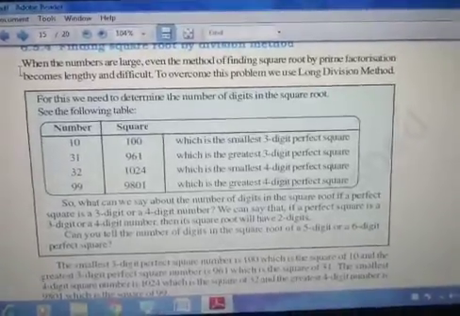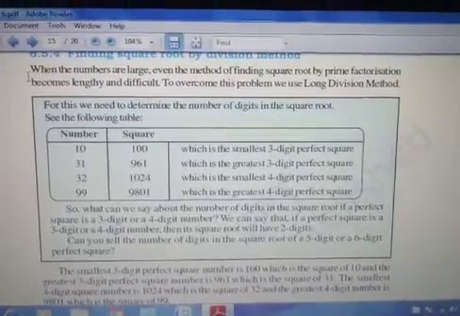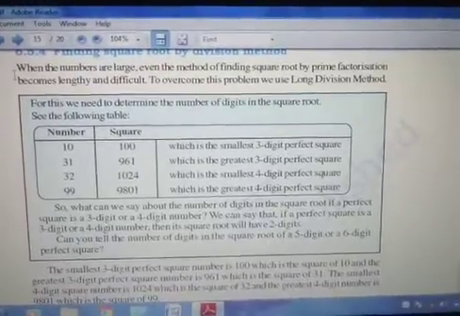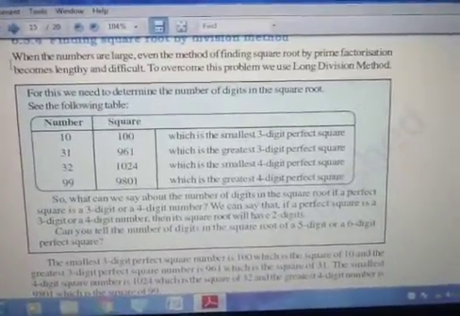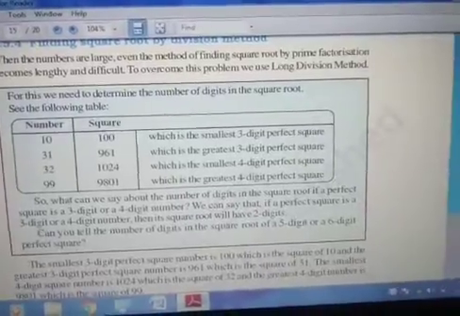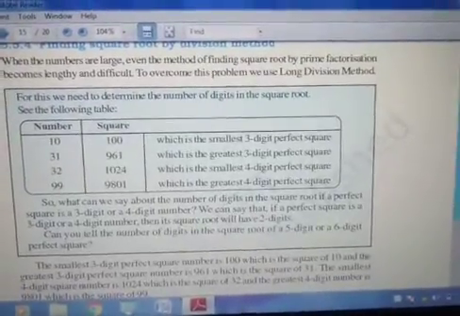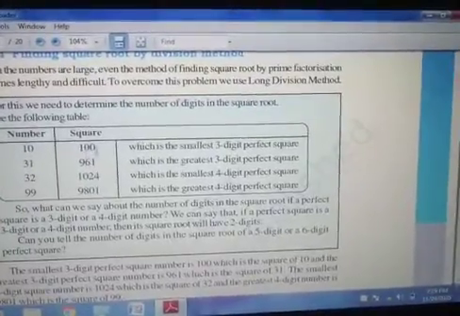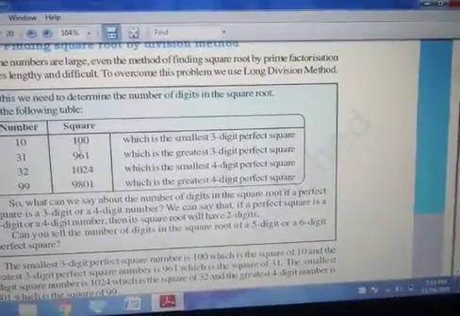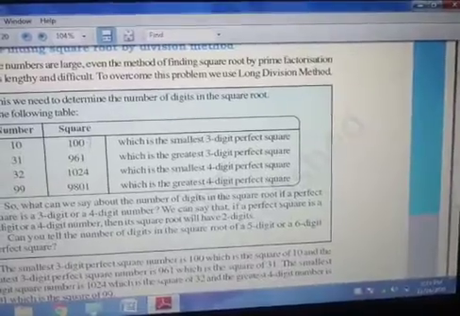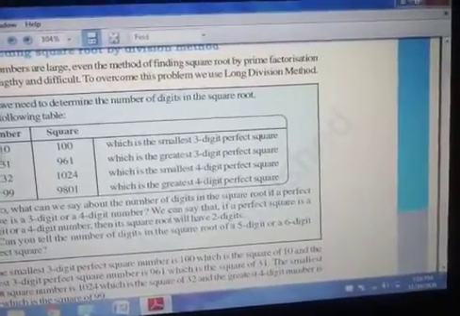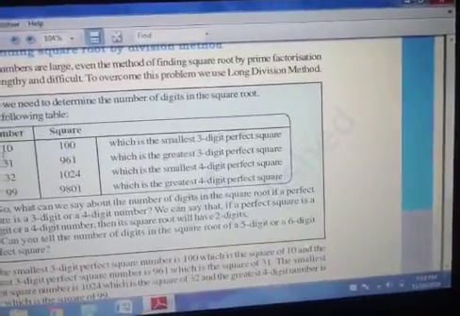Before going to the method of solving using the division method, we are going to find how many digits there will be in the square root of a number. When the square of a number is given, and if you know the number of digits in this square of a number, we can find the number of digits for the square root of the number.